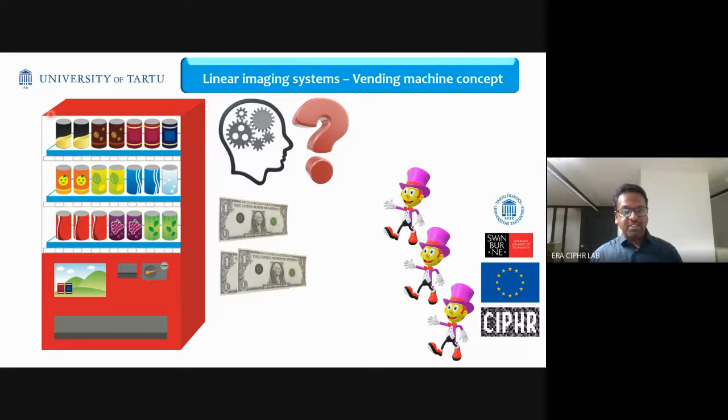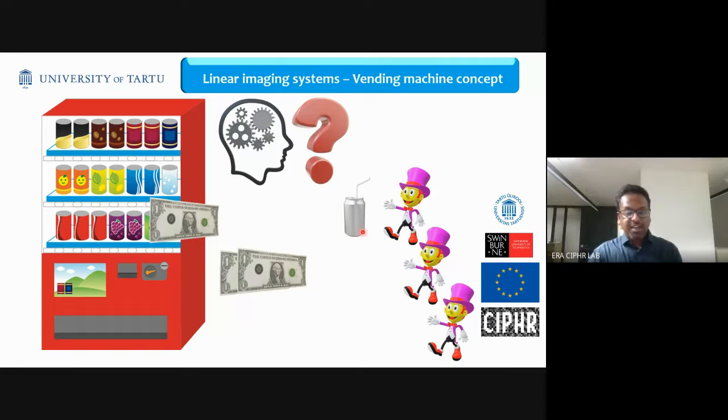So how do we understand this? Let us insert this $1 and see what it does. It gives an output, which is a can of Coke, let us say. So now we know that when we insert $1 into the vending machine, it gives us a single can of Coke. This concept is called the PSF, point spread function. It is also called the impulse response in the time domain, and point spread function mostly in the spatial domain. So the first experiment is done: when we insert $1, we get 1 can of Coke.